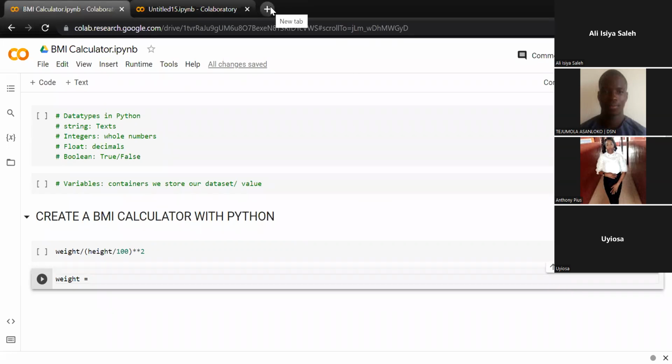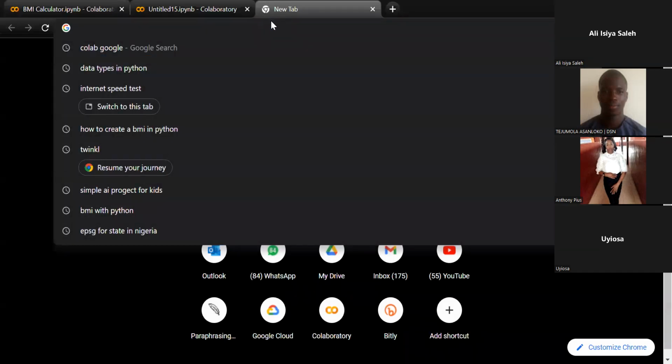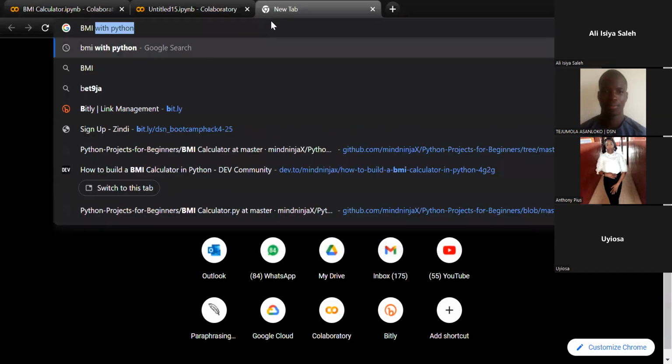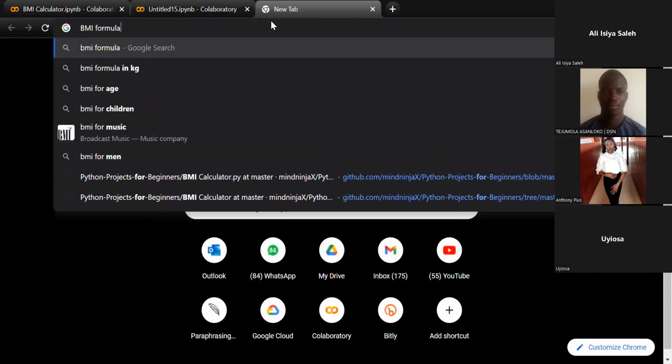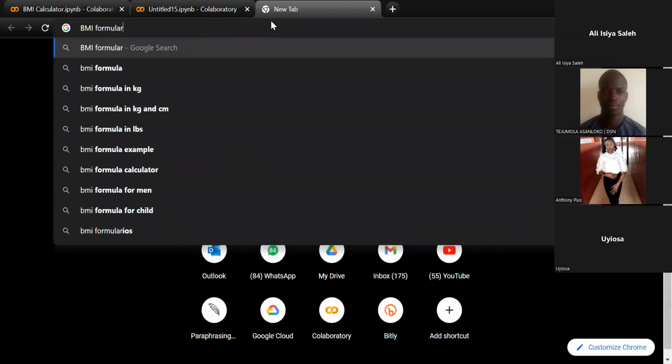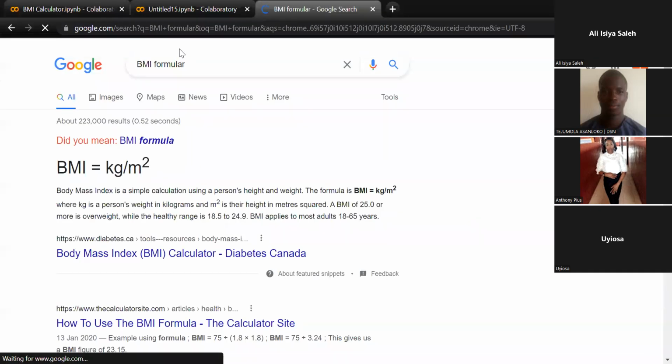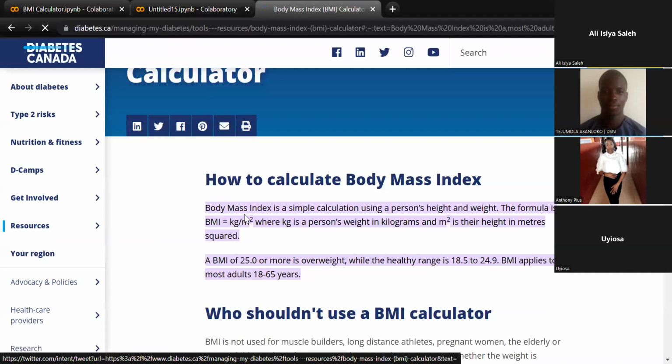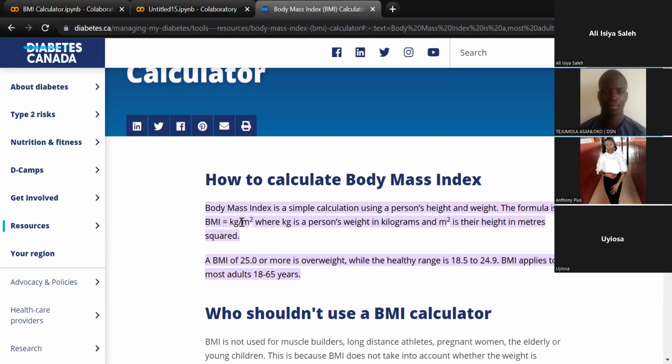Are you getting it right, Olujimi? So let's do it together. BMI formula. I'm sure you can see my screen, right? Okay, so can you see kilogram divided by meter square? Yeah, so let's look at it. The kilogram is the weight. Are you getting it? The height is in meters, meter square. So this is how to actually calculate it.